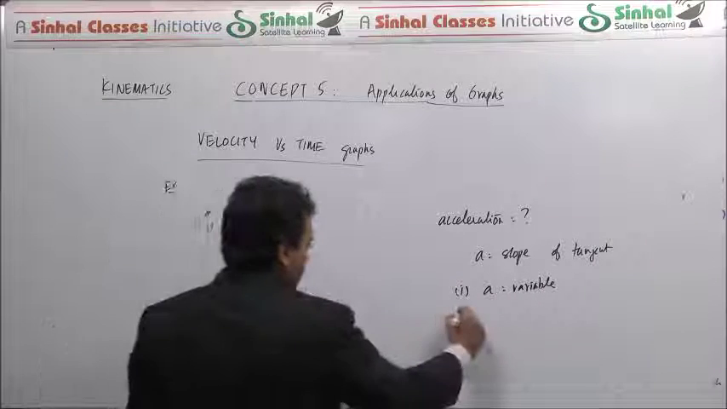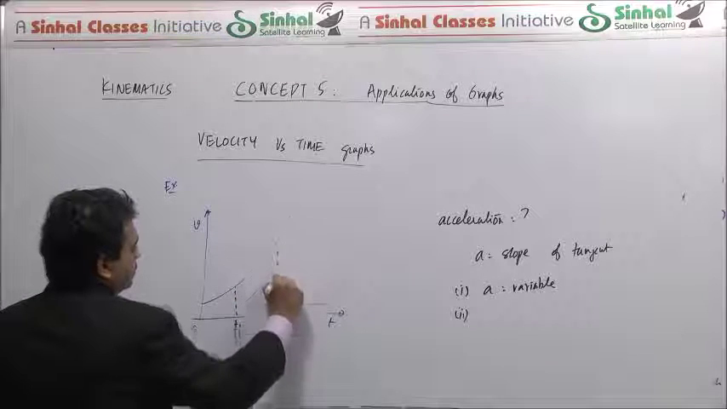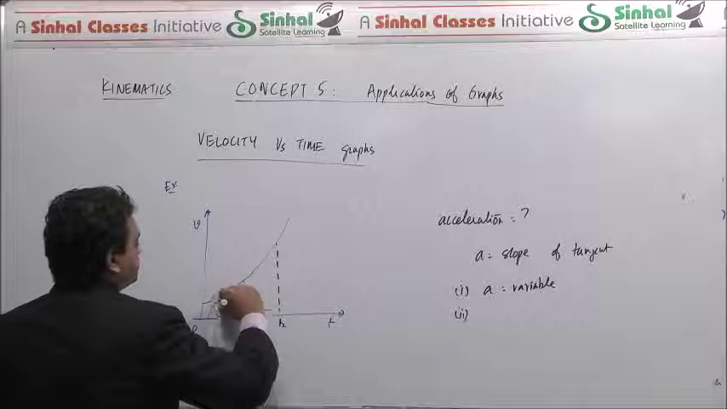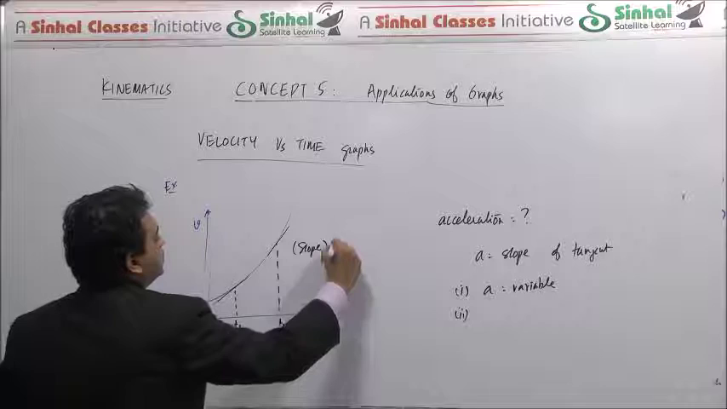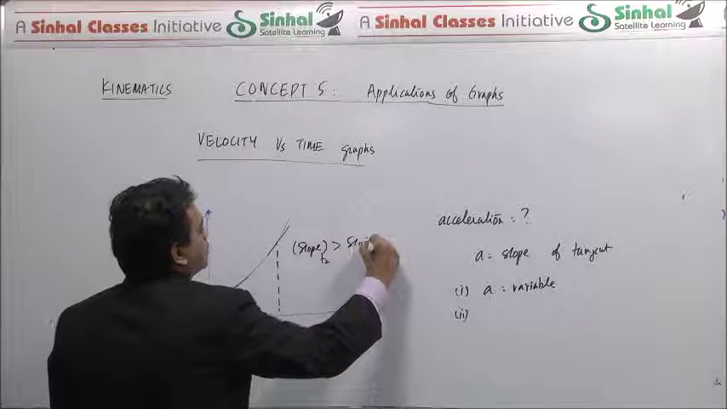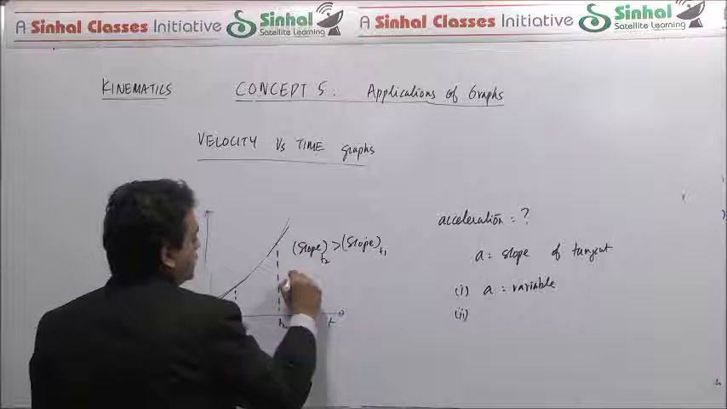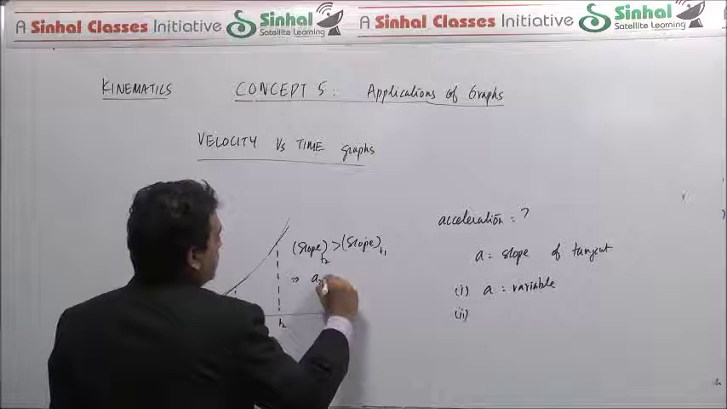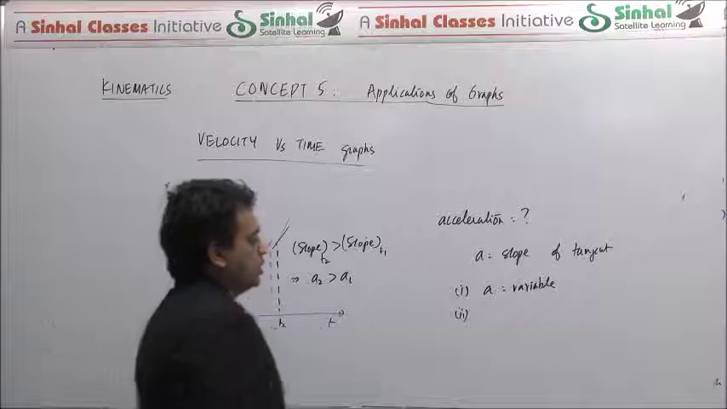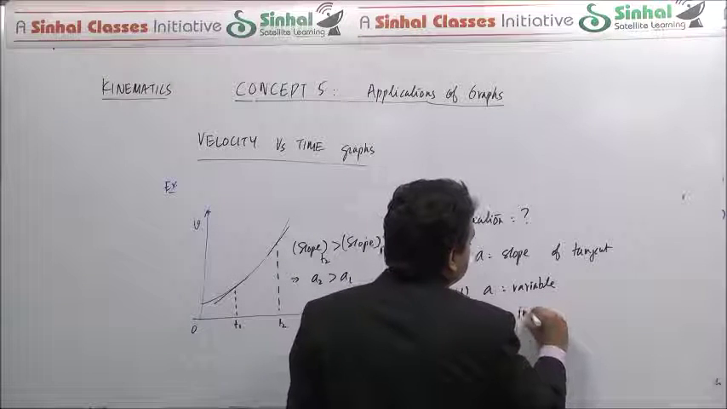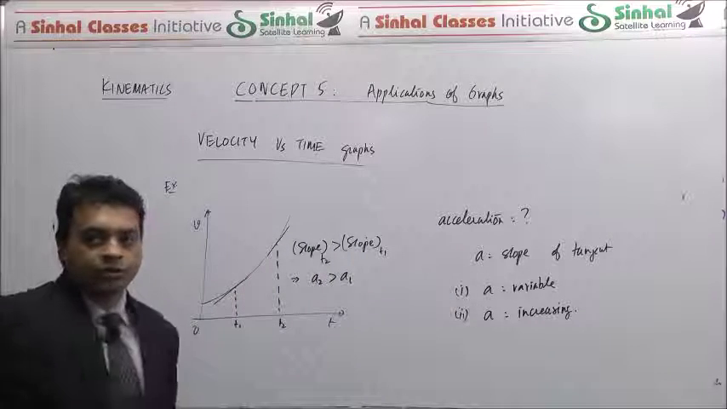The second thing we can see is, if you compare two instants of time here, t1 and t2, you can see the slope at t2 is greater than the slope at t1. It's more steep. Right? So we can say that acceleration at time t2 is greater than acceleration at time t1. So we can also see that the acceleration is increasing with time, just by analyzing how the slope is behaving.